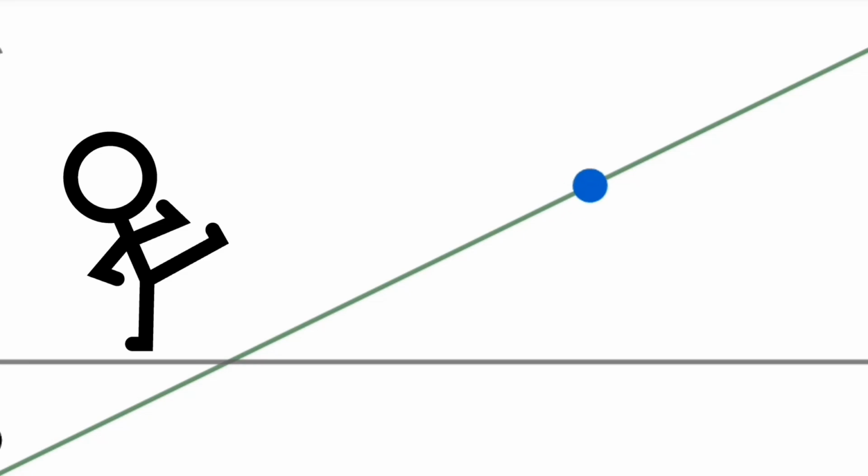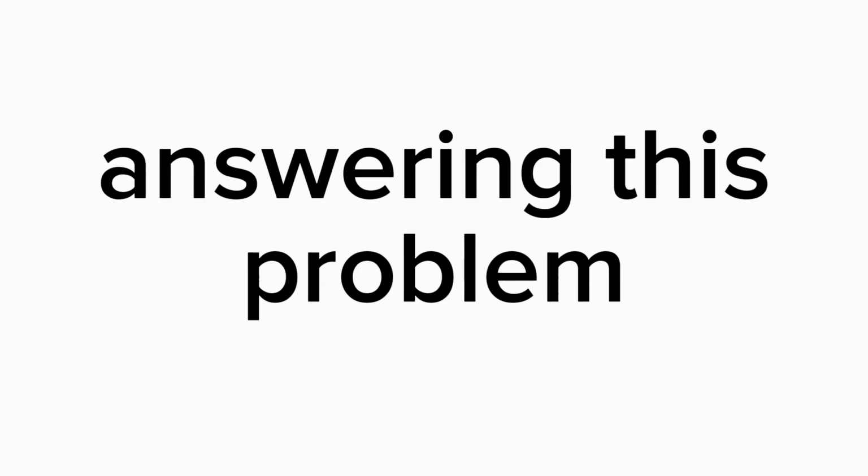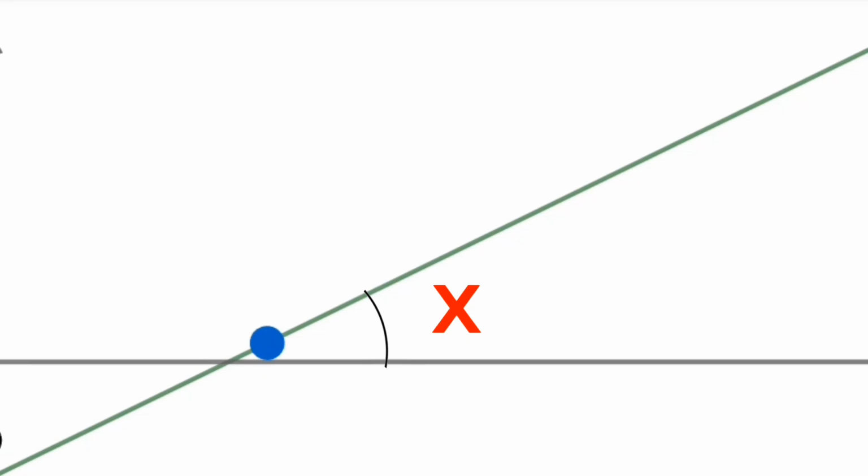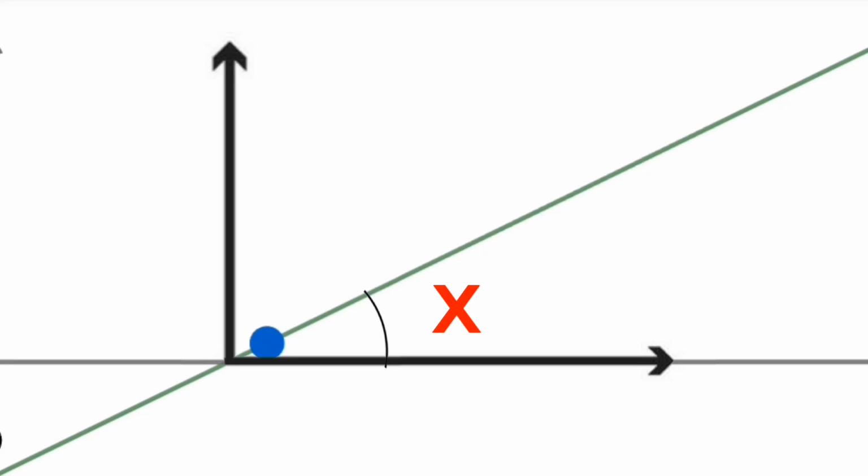Let's say you're kicking a ball and you want it to travel as far as possible. What angle should the direction of your kick make with the ground? Answering this problem is the key to our video here. Well, let's call it x for now. Let's draw the x-axis here and the y-axis up here. When you're kicking the ball, you're essentially giving it an initial velocity, say v0.